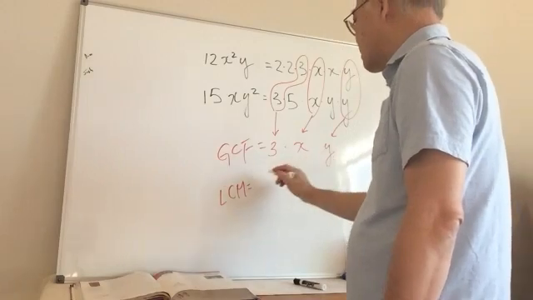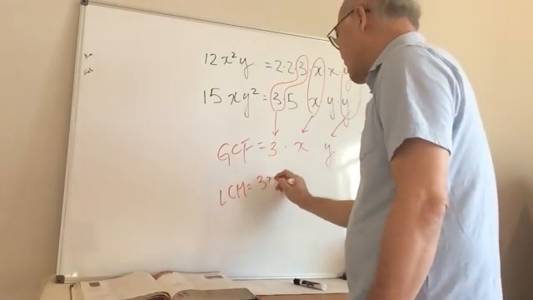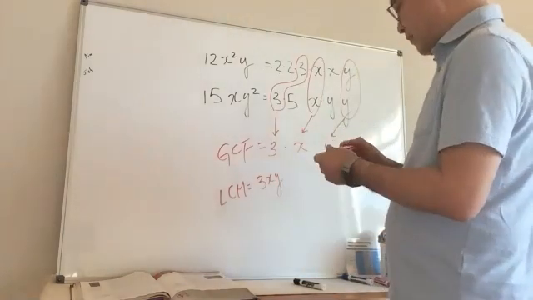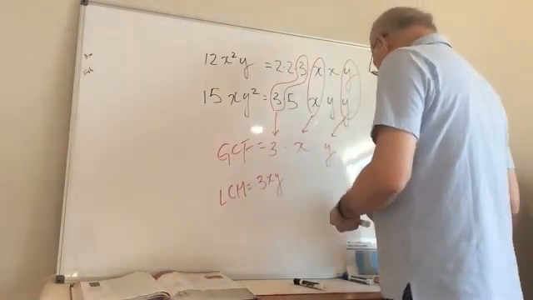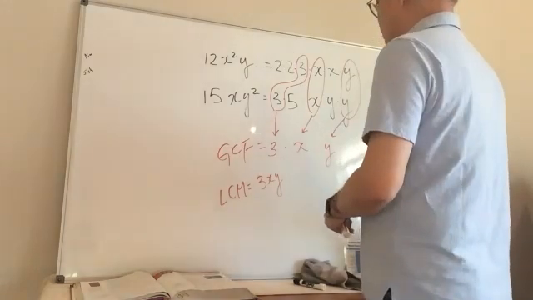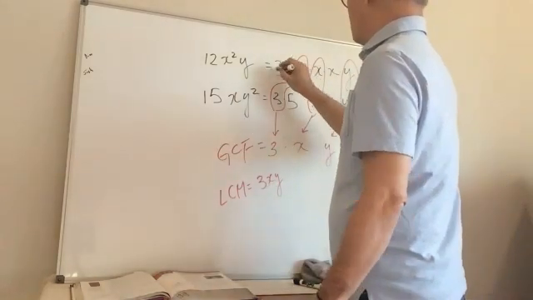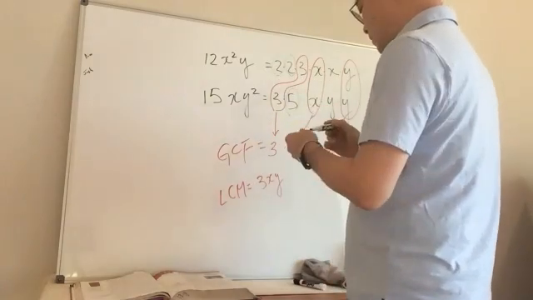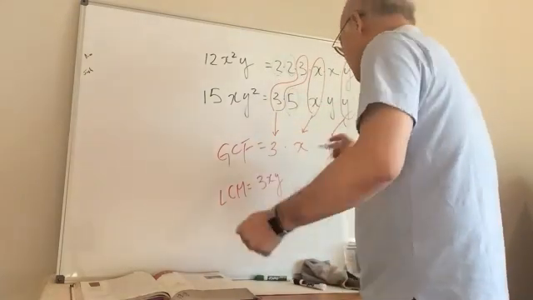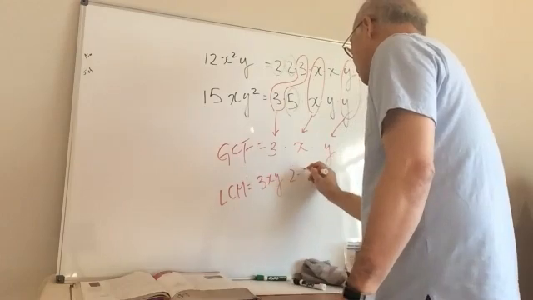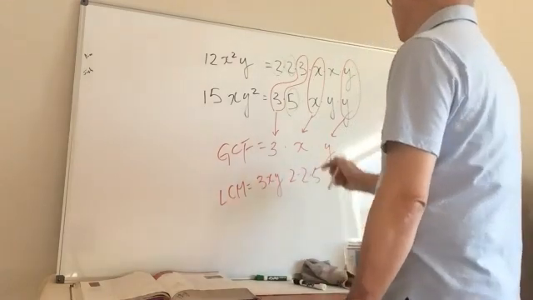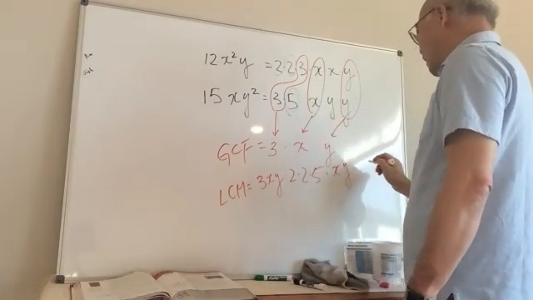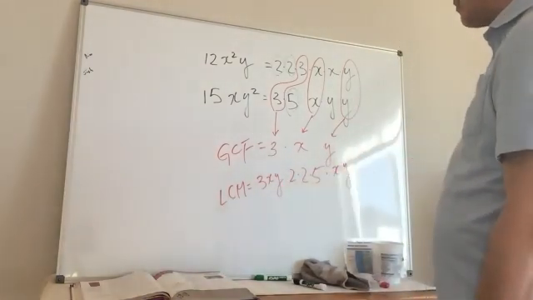Start from the GCF, 3xy. Now I'm going to have to multiply out the other stuff that didn't make it in there, right? So the other stuff is going to be 2 2's and a 5. So let's write that down first. I have 2 2's and a 5. Then I have x and a y times x and a y. So I have to multiply these all out together.